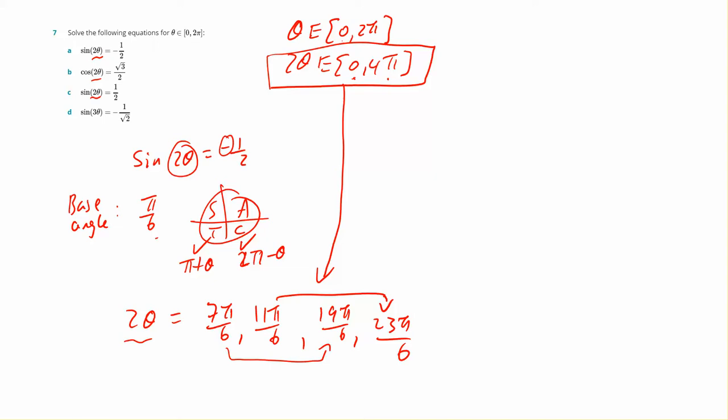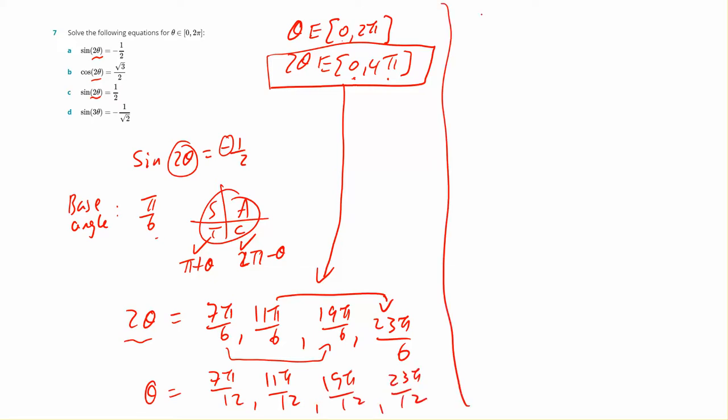Because 6 goes into 23 3 times and a bit, we haven't quite reached the fourth pi yet. So the next step is you just solve for theta. So how do I solve for theta? I just divide both sides by 2. So this will be 7 pi on 12, 11 pi on 12, 19 pi on 12, 23 pi on 12. Okay.